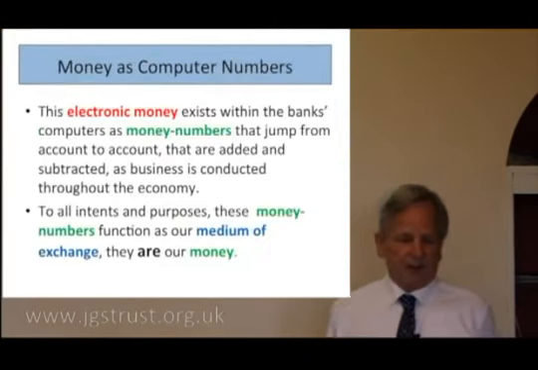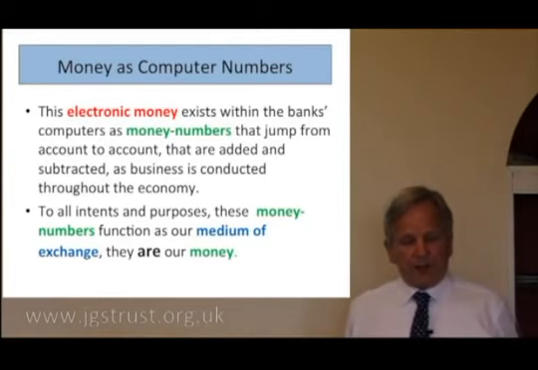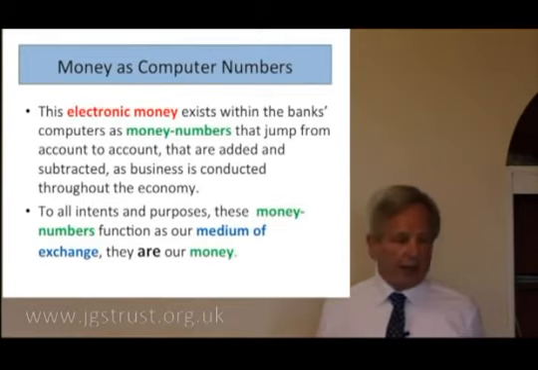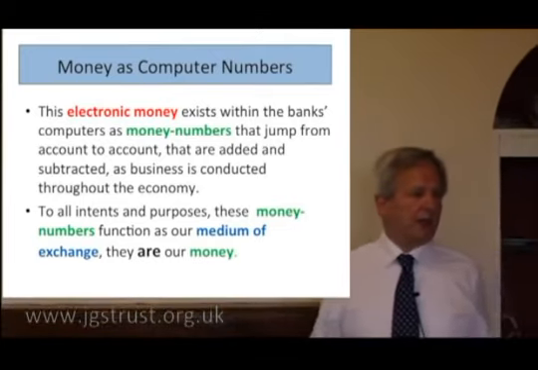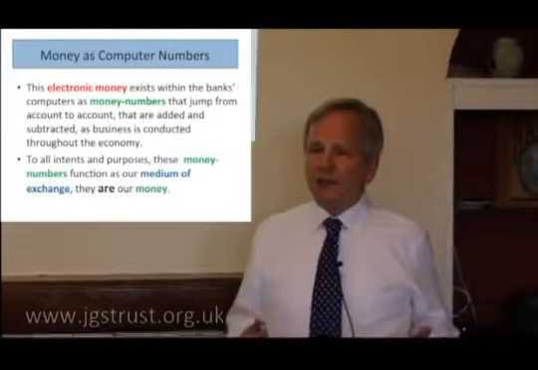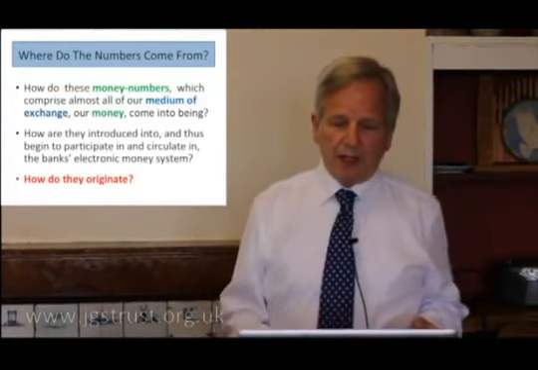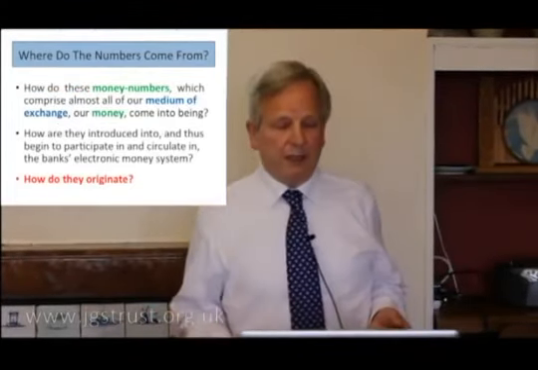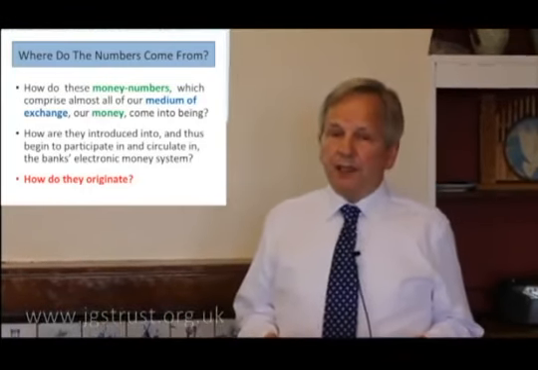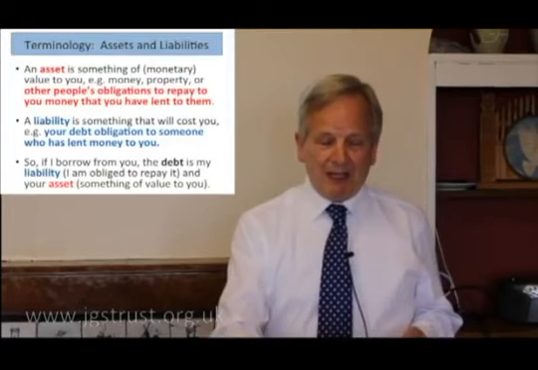So stuff is bought and sold and so on. These money numbers, as we might think of them, these numbers within the bank's computers, are our medium of exchange. It's what we use to run our economy, and in that sense they are our money supply. So the question then arises, how do they come into being? Where do they come from? How do they get into the computers? How do they originate? Most people in this room know the answer to that, but let's have a look.